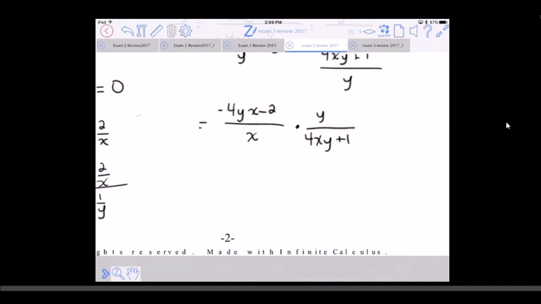Now multiplying that together, numerator to numerator, denominator to denominator, we get negative 4y squared x minus 2y all over 4x squared y plus x.